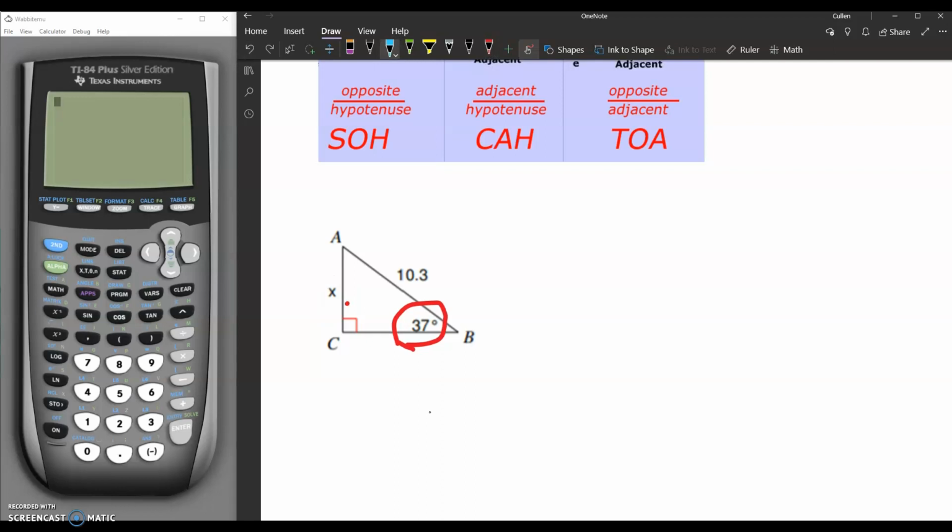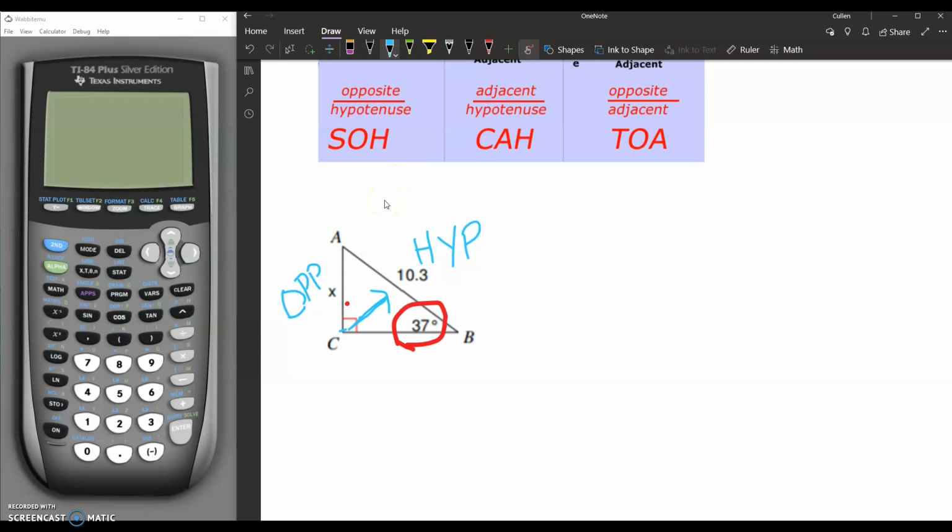The x straight across from the 37 down here at B is the opposite side. And the 10.3 over here is the longest side. You see it's across from the right angle. You can always tell where the hypotenuse is going to be, because it's always across from the right angle. So this is the hypotenuse. If we have the opposite and the hypotenuse, if you look right up here on this screen, you can see that goes with sine, and there's the mnemonic device for trying to remember that if you'd like to.